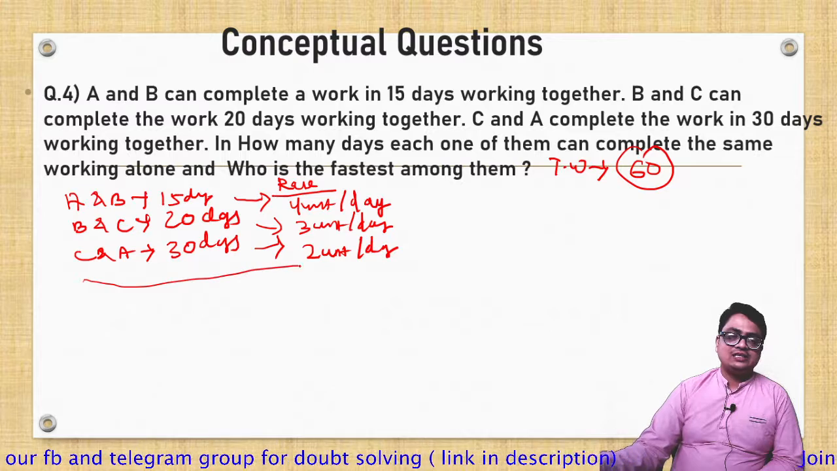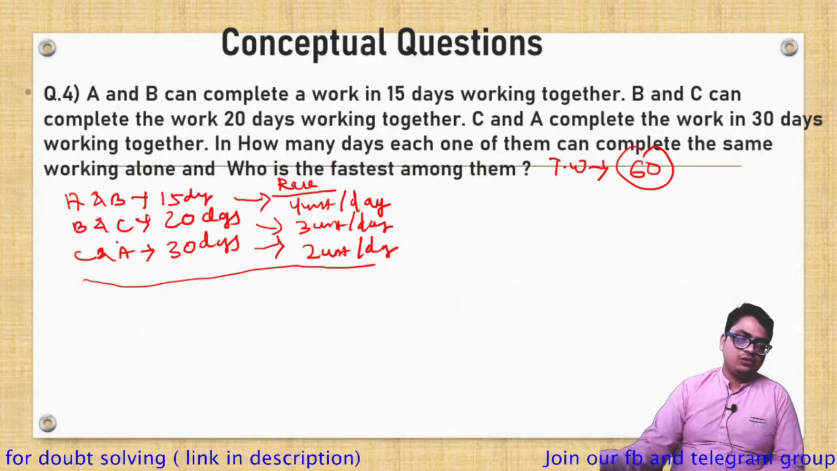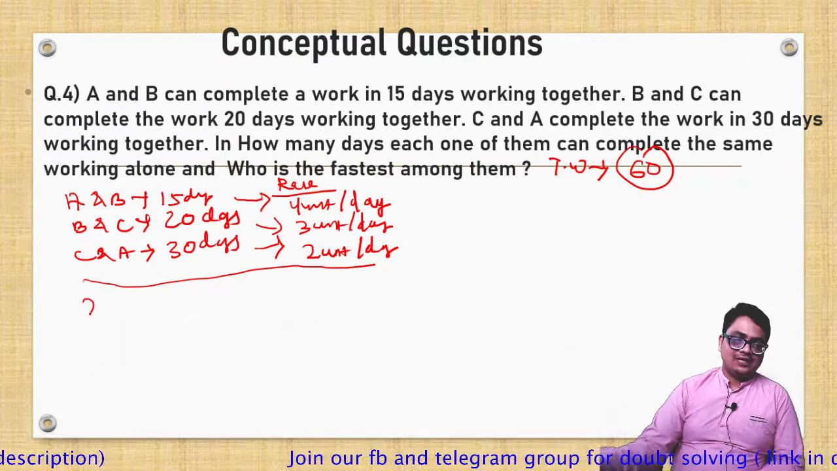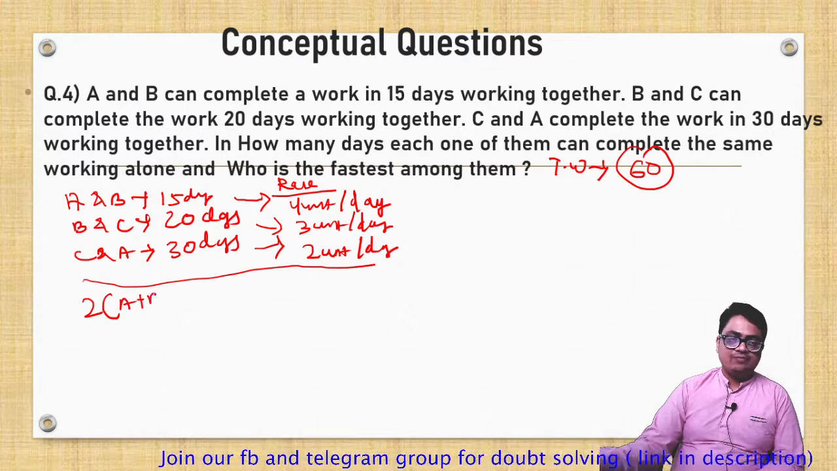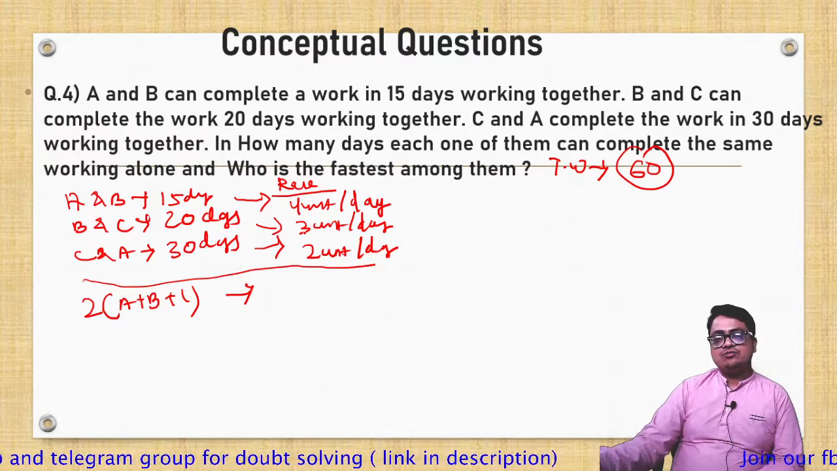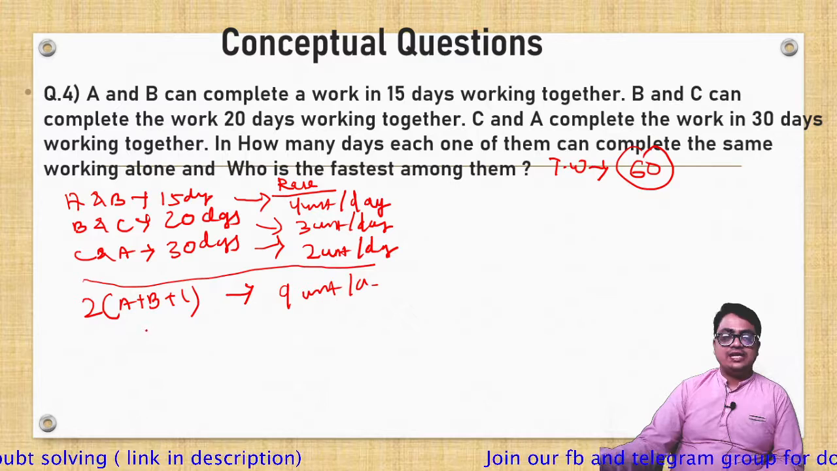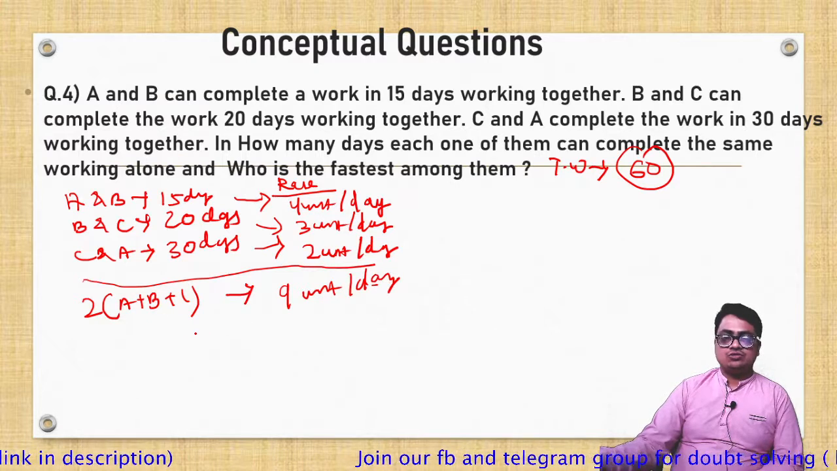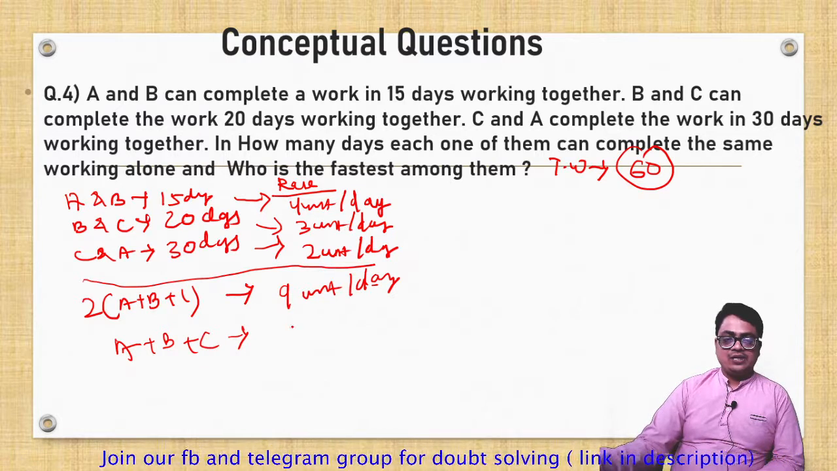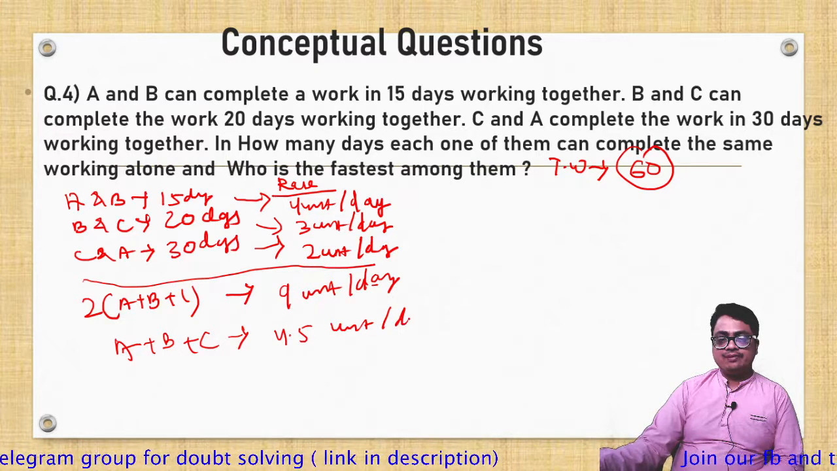If you add these, you can notice one thing: A is 2 times, C is 2 times, B is 2 times. So you can write this as 2 into (A plus B plus C). This is the rate of twice of A plus B plus C. This is nothing but 4 plus 3 plus 2, that is 9 units per day. To get the rate of A plus B plus C, you have to divide by 2. 9 by 2 is nothing but 4.5 units per day.